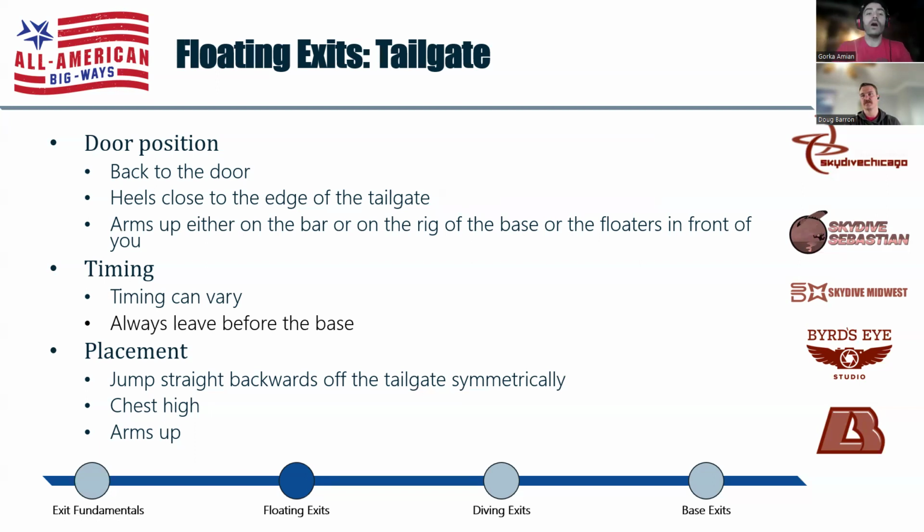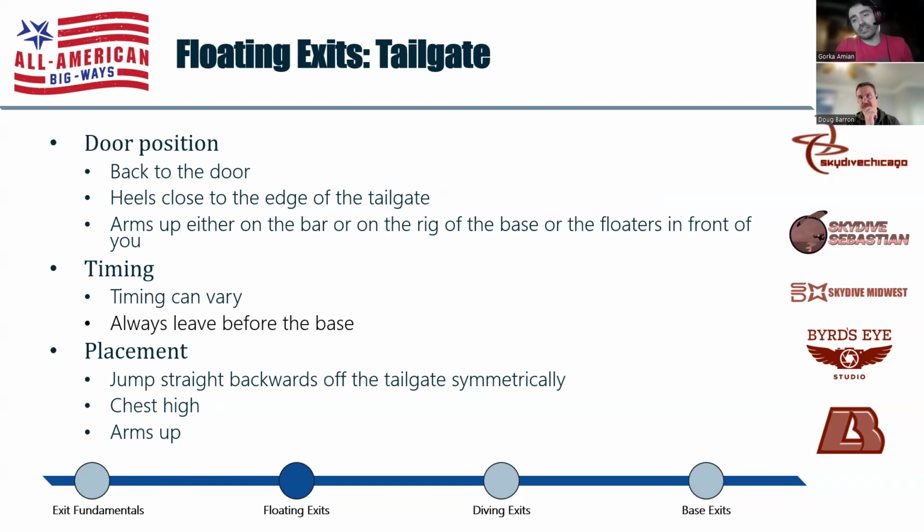If it's a trail aircraft, whether that is a left trail or a right trail, and the base is not in our aircraft, we're likely going to be holding on to the bar if we can reach. If you're sure that you can't reach, then you could just do the same thing and put your hands on the person in front of you. Timing can vary, but it's usually before the base leaves, right?